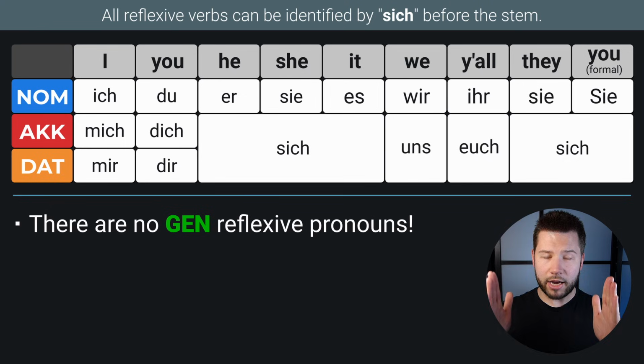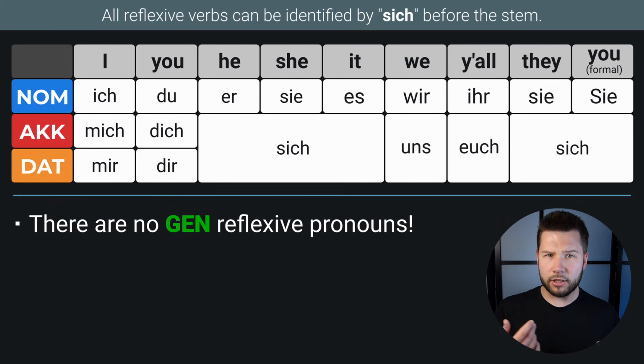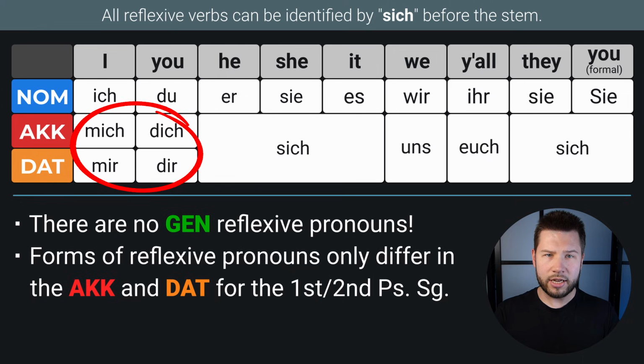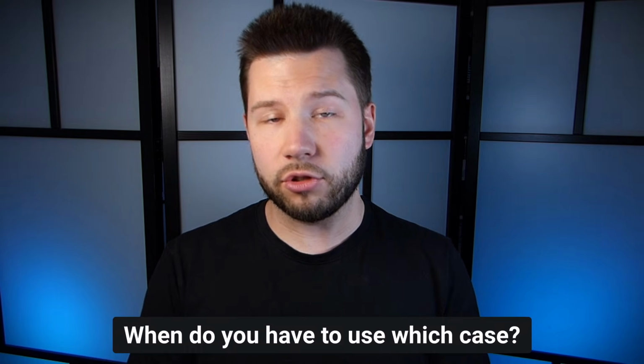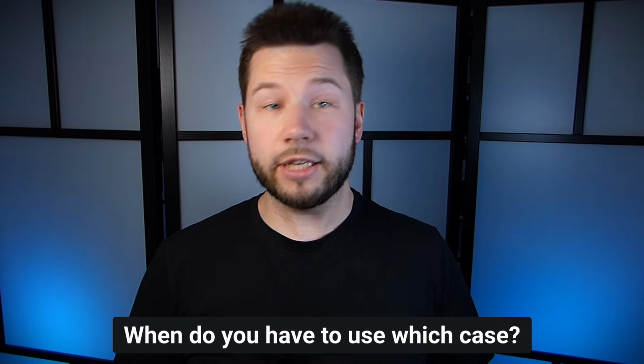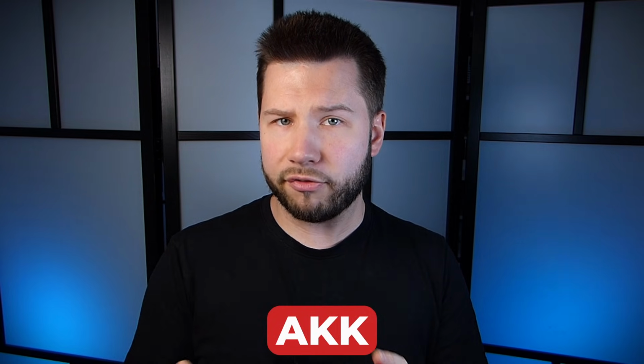Congratulations. Keep in mind that you only really need to think about the accusative or dative cases if you use a reflexive verb with ich or du, since these are the only ones where the forms actually differ. All the other ones are the same. Anyway, let's get straight to the burning question, when do you have to use which case? Well, it's pretty trivial, you just need to know by heart, but don't worry. Most of the time it's the accusative, and there are a few tricks you can utilize. More on that later. Let's first get into the reflexive verb groups.